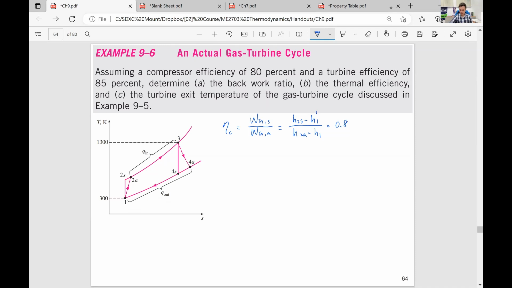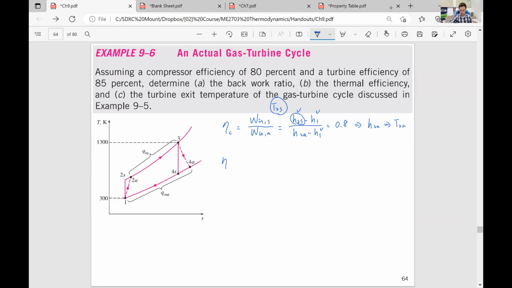Okay. So we know all this. This H2S is known because, again, enthalpy depends on temperature only, right? So T2S is known from example 9.5, from the previous example. We know T2S, right? So you know H2A, so that you know T2A.